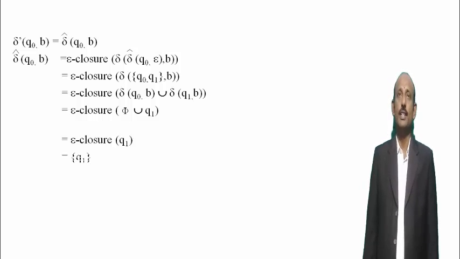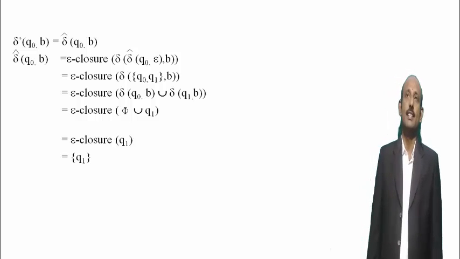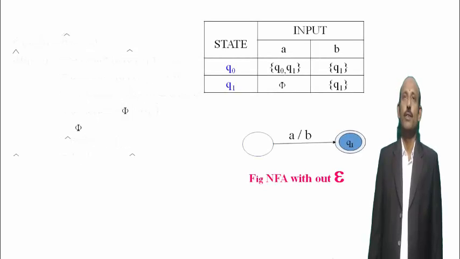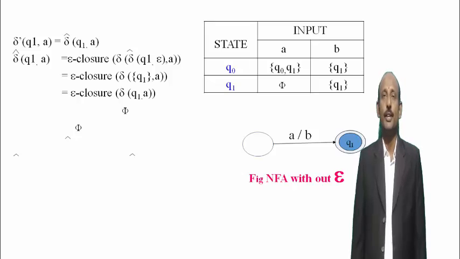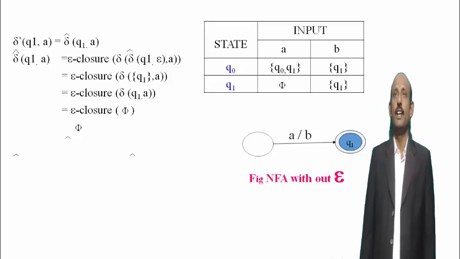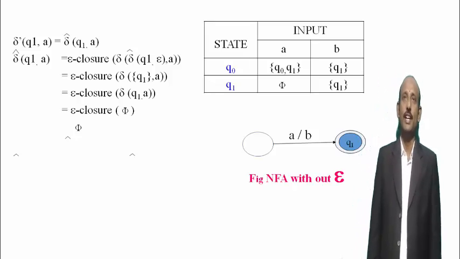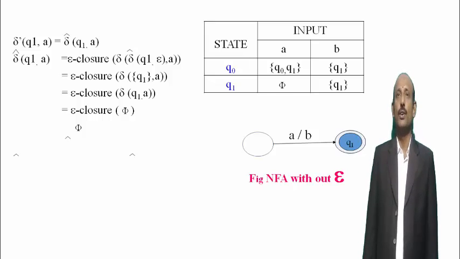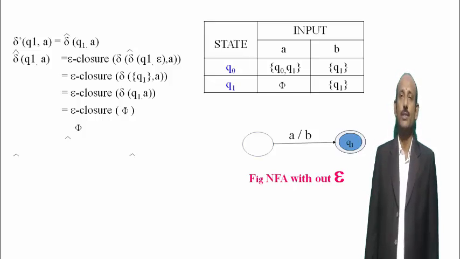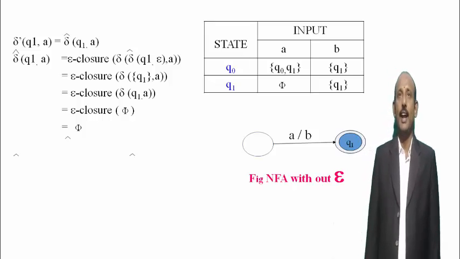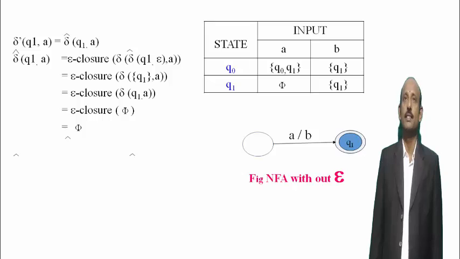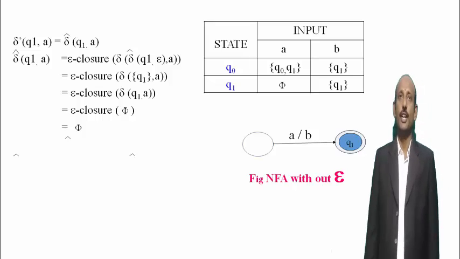So now let's go for the transition table. For Q0, if you apply the input A, we get Q0, Q1, and for the input B we have Q1. For the state Q1, there is no transition for the input A, so we denote pi in this transition table, and for Q1 on the input B we have the same state, that is Q1.